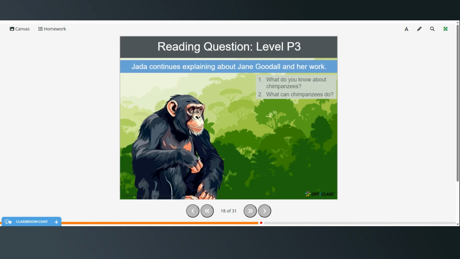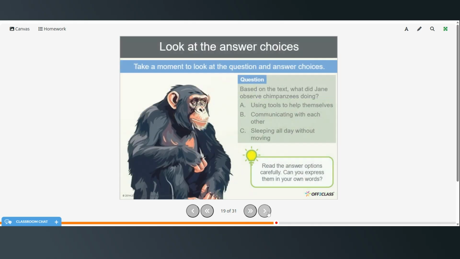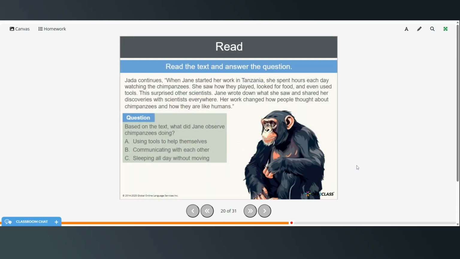Okay, Jada continues explaining about Jane Goodall and her work. So you can think about what do you know about chimpanzees and what can chimpanzees do? Now take a moment to look at the question and answer choices. And you may also want to practice expressing these in your own words to make sure that you understand. Now you can pause the video, read the text, and then answer the question. And then when you're ready to see the answer, you can restart the video to continue.